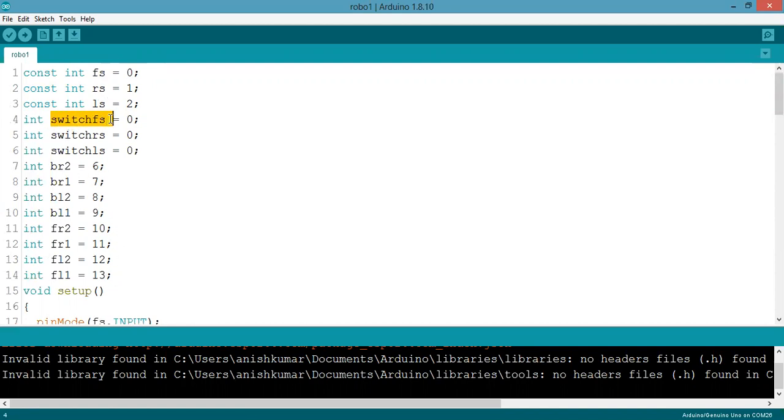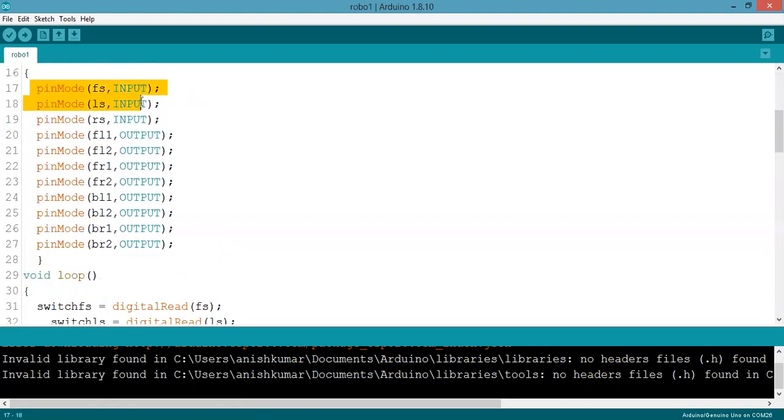Here I am using variables switch FS, front sensor, right sensor, left sensor. I declare those variables as integers, and initially I assume the sensor value is 0. Next, the 3 pins are input because a sensor is an input, so I am initializing them as input. These 8 pins are output because the motor is an output device, so I am initializing them as output.